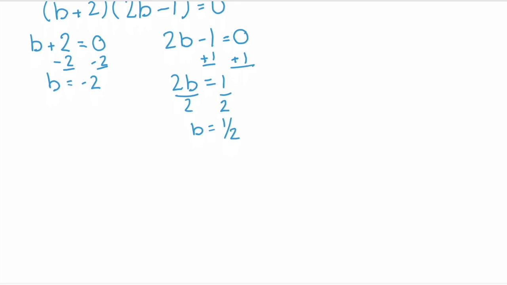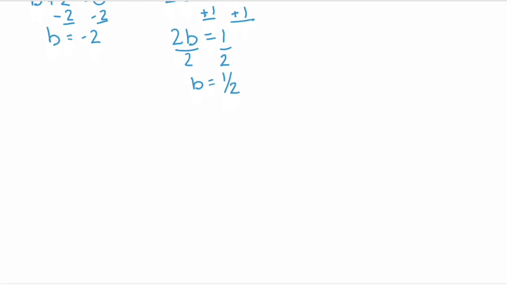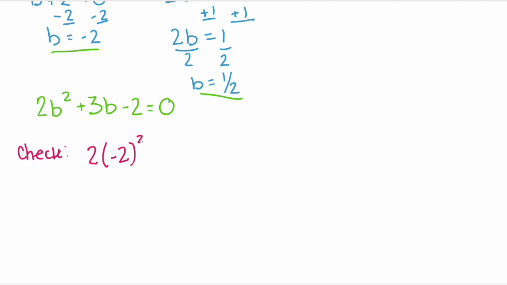Then the last step is to check. So we need to take our original polynomial, 2b squared plus 3b minus 2 equals 0, and check each of these values separately and see if they are indeed solutions. So we'll start with b equals negative 2. So our check would be 2 times negative 2 squared plus 3 times negative 2 minus 2 equals 0.